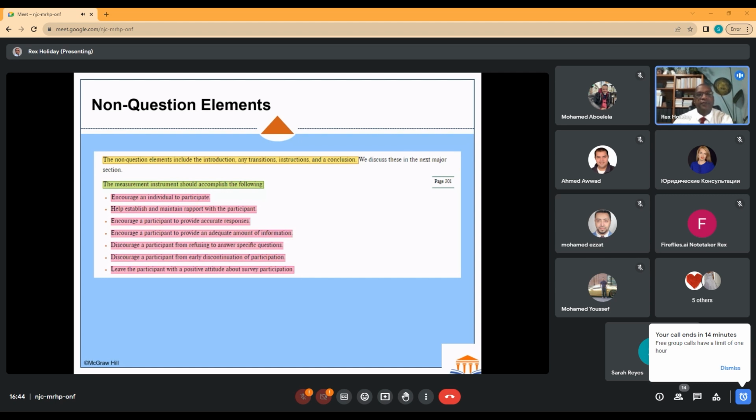So the next one says, to help establish and maintain rapport with the participant. So what do they mean by rapport? What do you think they're saying about maintaining this rapport with the participant? I mean, is that even always possible?